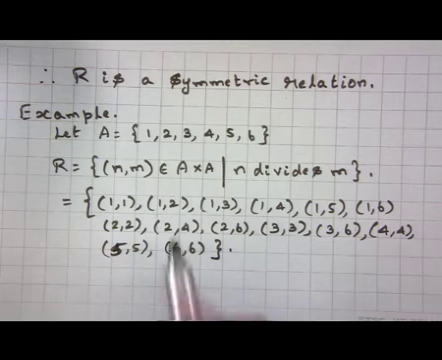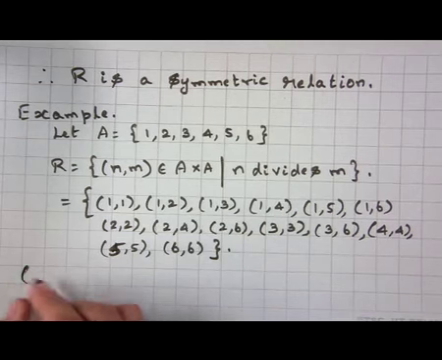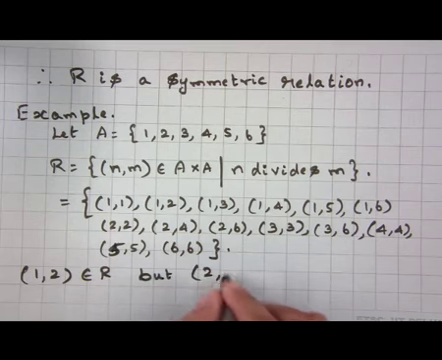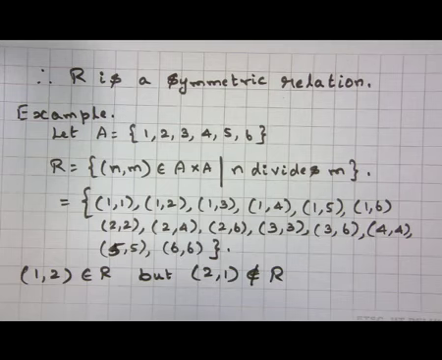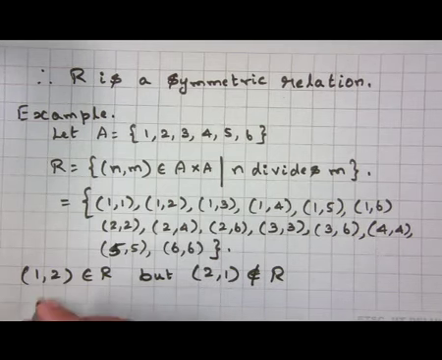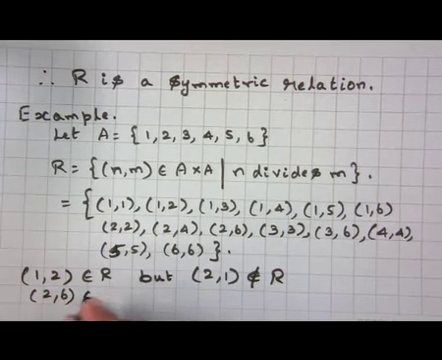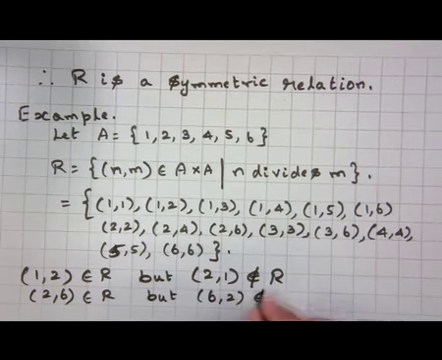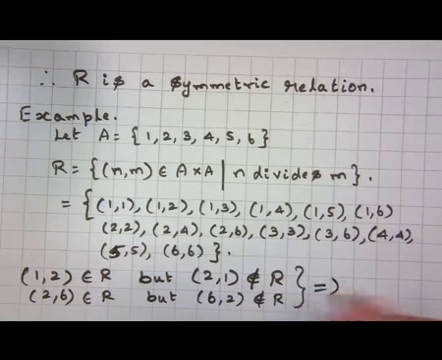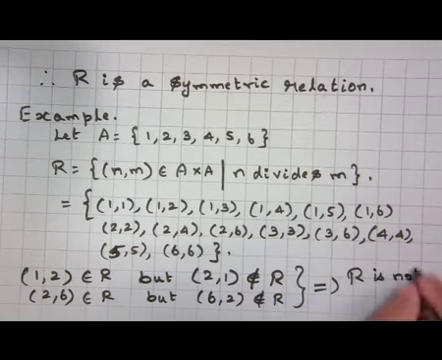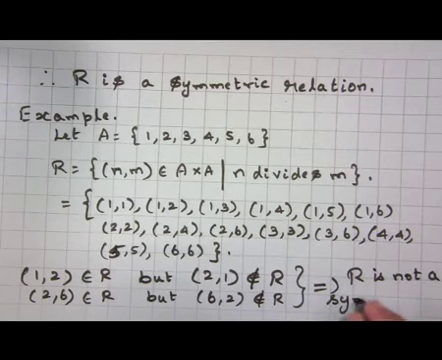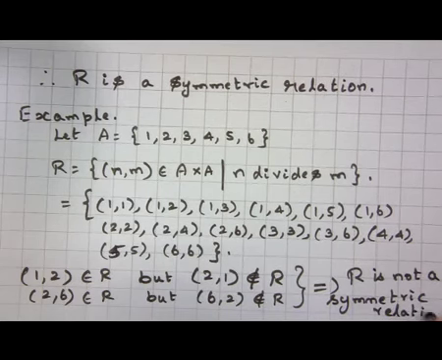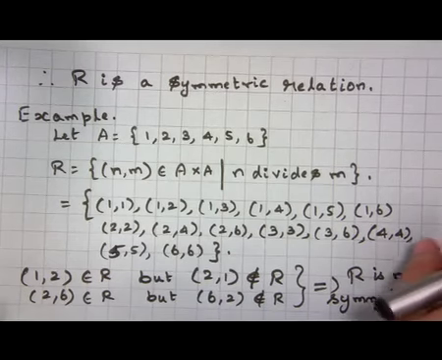Now, notice that you have 1 comma 2. What is it that you will have to note? 1 comma 2 belongs to R, but the opposite pair 2 comma 1 does not belong to R. Similarly, the pair 2 comma 6 is in R, but the opposite pair 6 comma 2 is not in R. So, these two things say that R is not a symmetric relation. Now, let us do one more example.